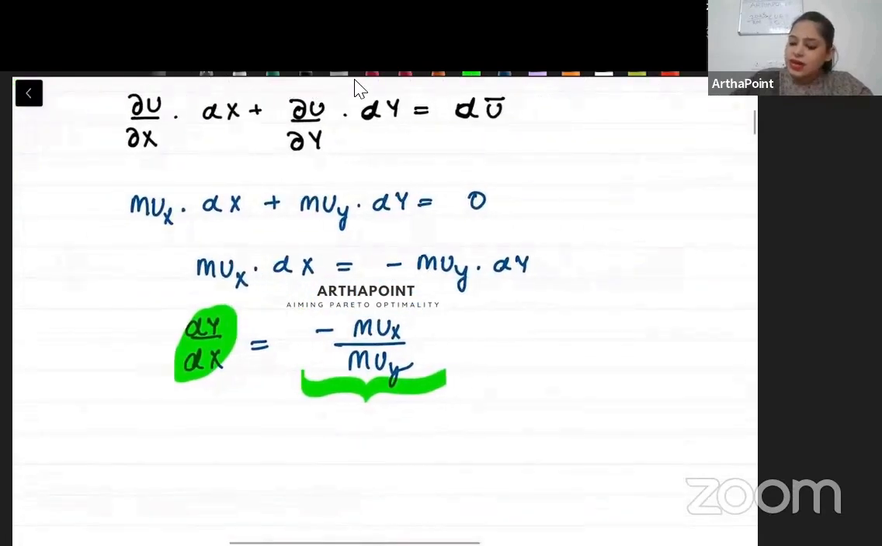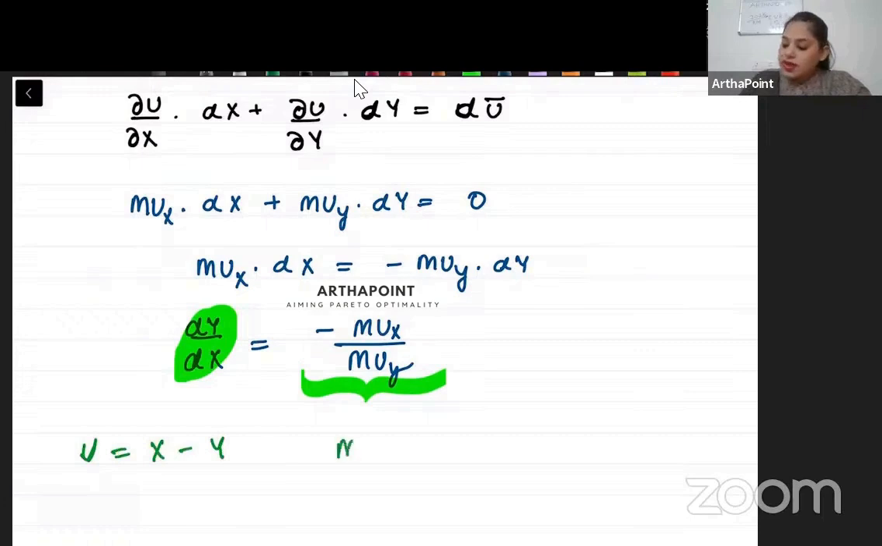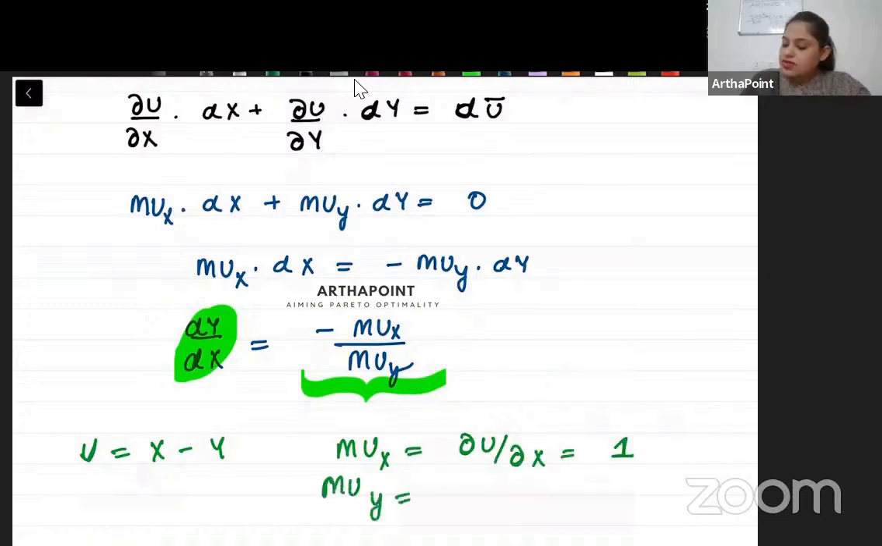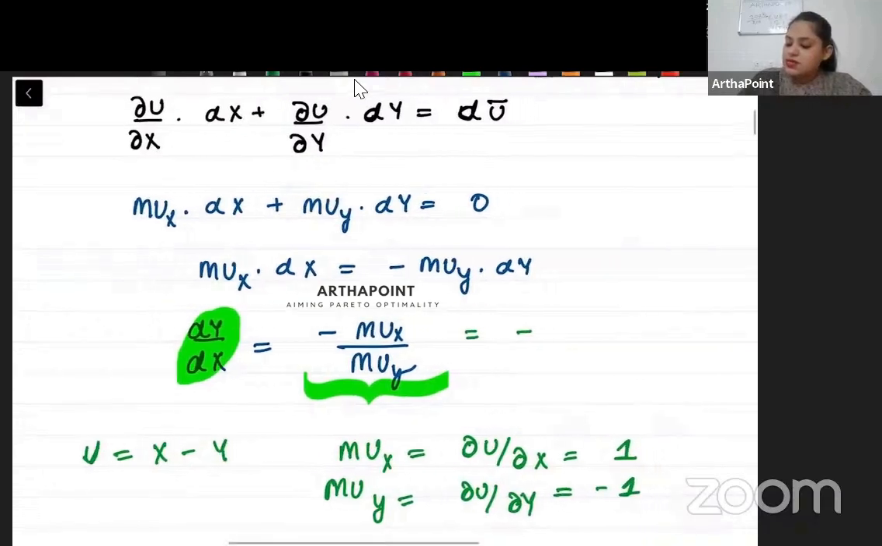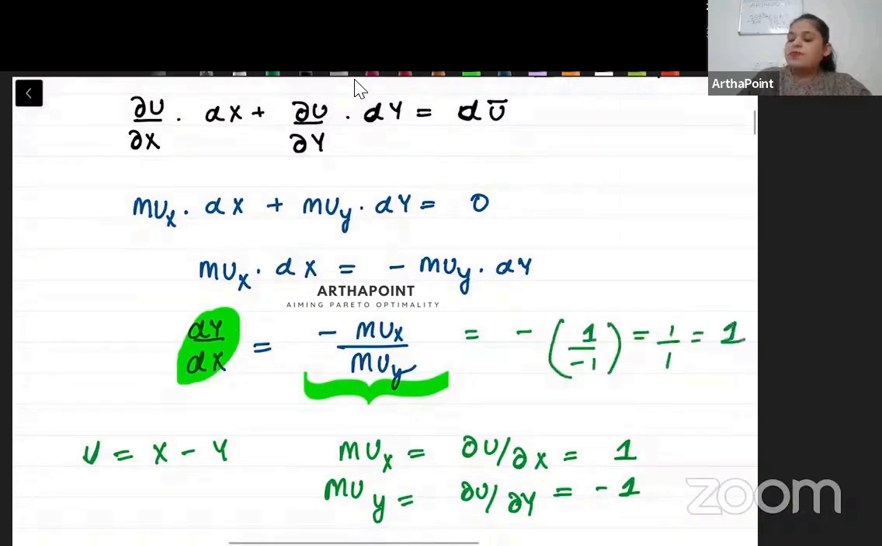So when I talk about the utility function u equal to x minus y, what is my MUx? My MUx is how utility changes as x changes. So if I differentiate this with respect to x, I get 1. What is my MUy? My MUy is how utility changes as y changes. So it is minus 1. If I plug in these values, I will get minus 1 by minus 1. So I will get 1 by 1, which will be 1. So the slope of this indifference curve is coming to be positive.